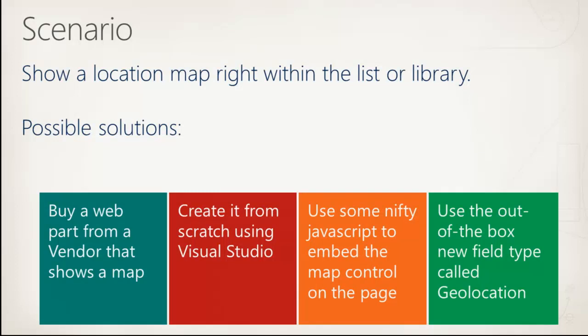Or, now there's a new column. Many people don't know about this column. It's called a geolocation type of column. So geolocation type of field type. And I'm going to utilize that to make my solution.